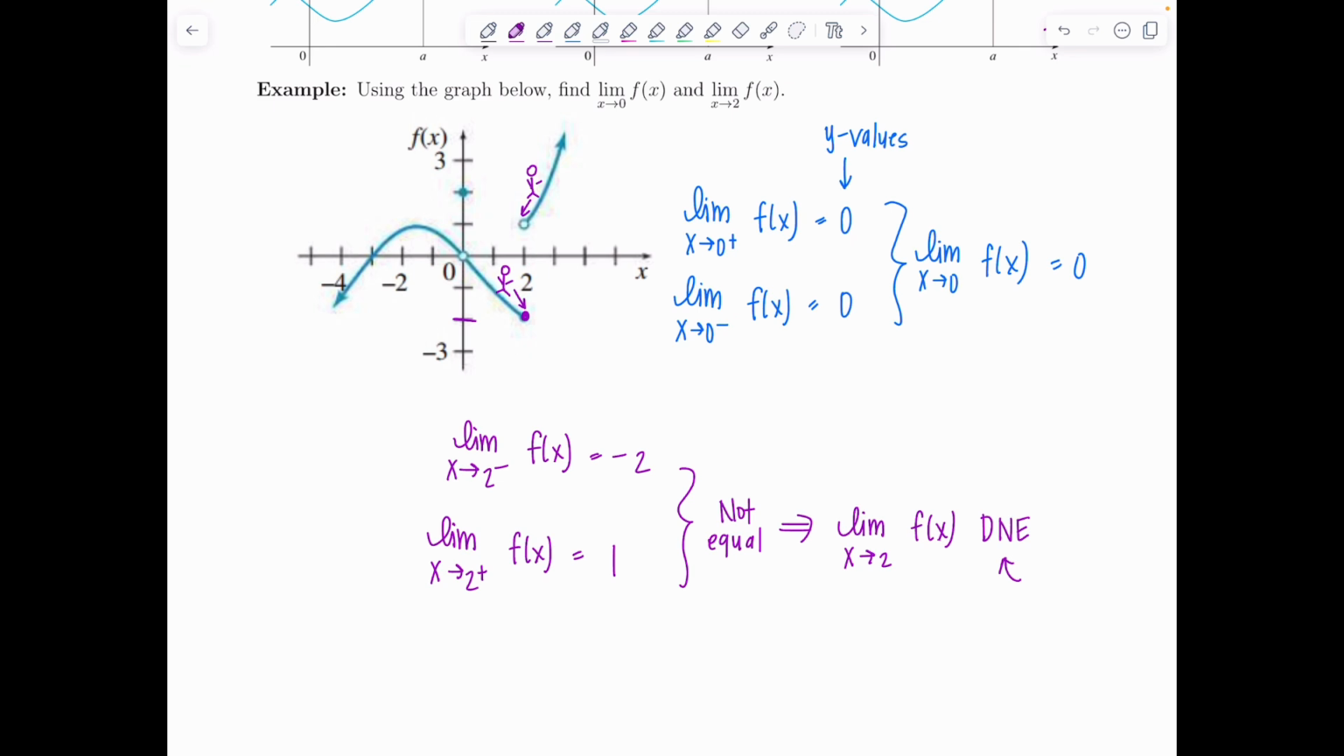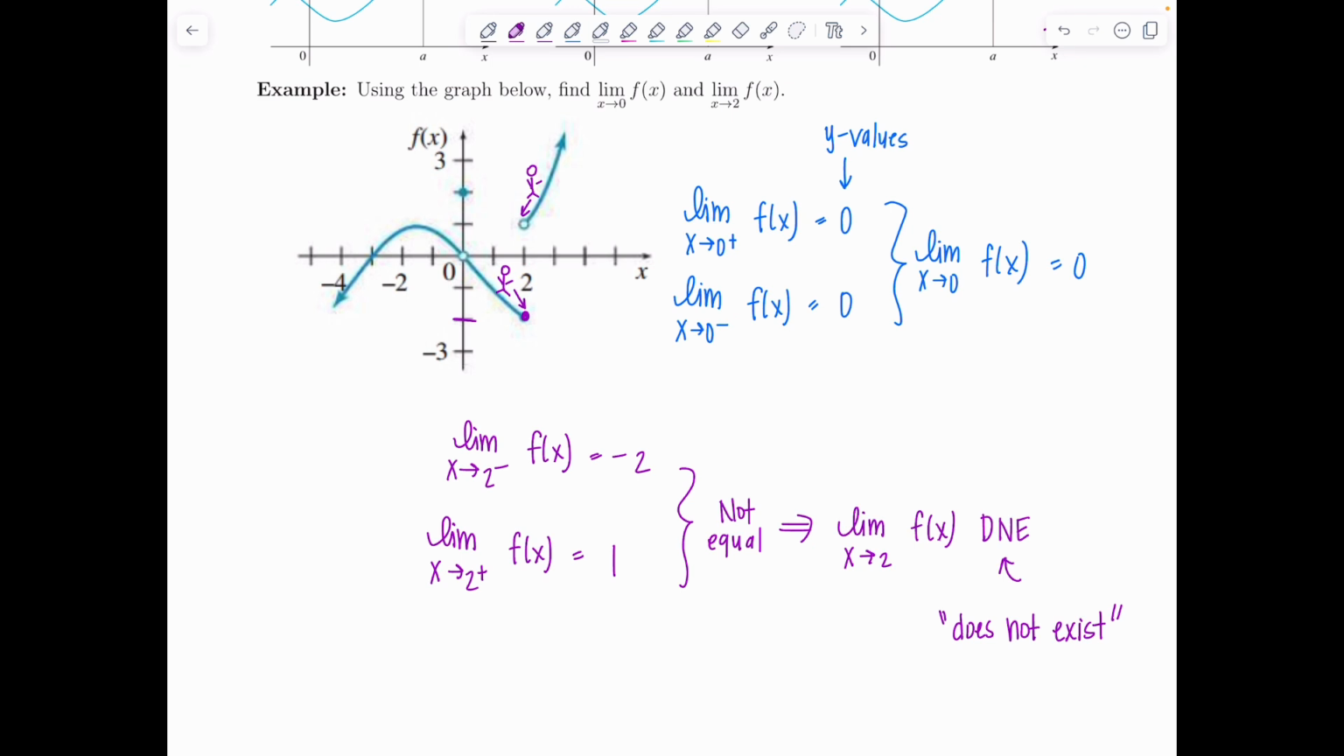So DNE we use as an abbreviation often to represent that a limit does not exist. So anytime the limit from the left does not equal the limit from the right, then we say the limit does not exist, the two-sided limit, okay?